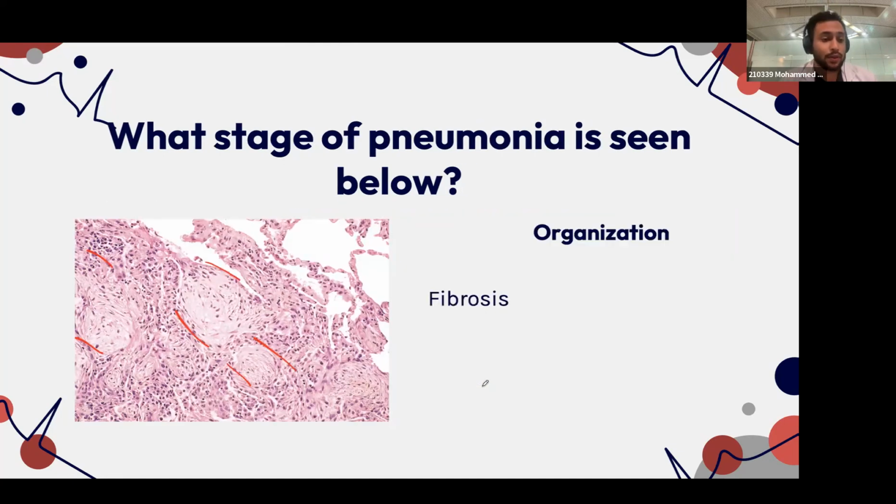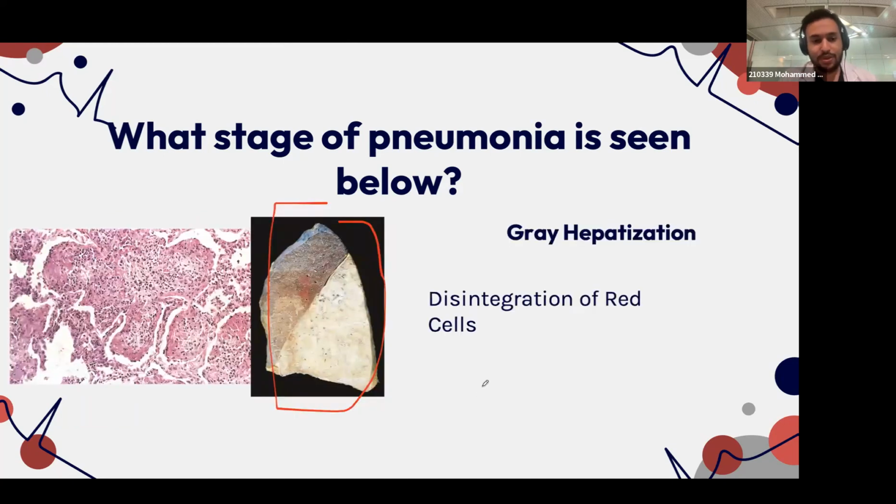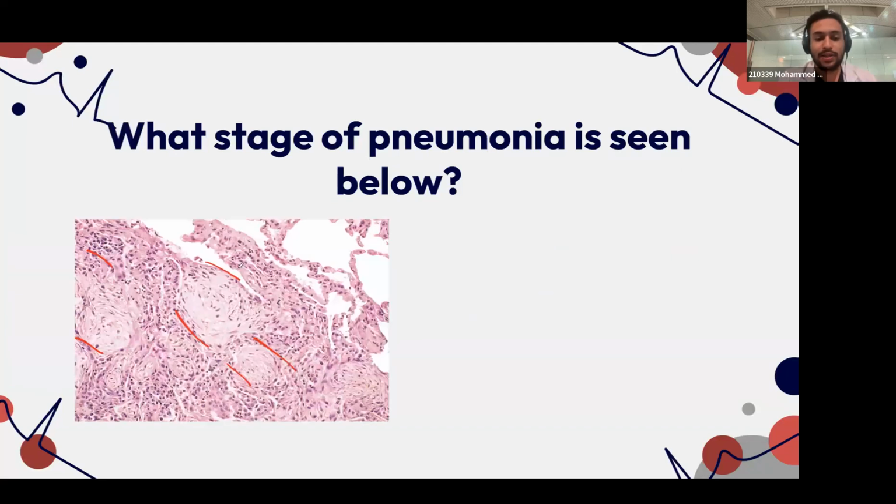That's it for pneumonia. If anything, remember this image. Very important, this image. This image can come because you can easily tell fibrosis. Remember the timings as well and what cells are important in which. For example, the first one is mostly red cells, then you have neutrophils, then you'll have this integration of neutrophils and red cells, which is gray hepatization.